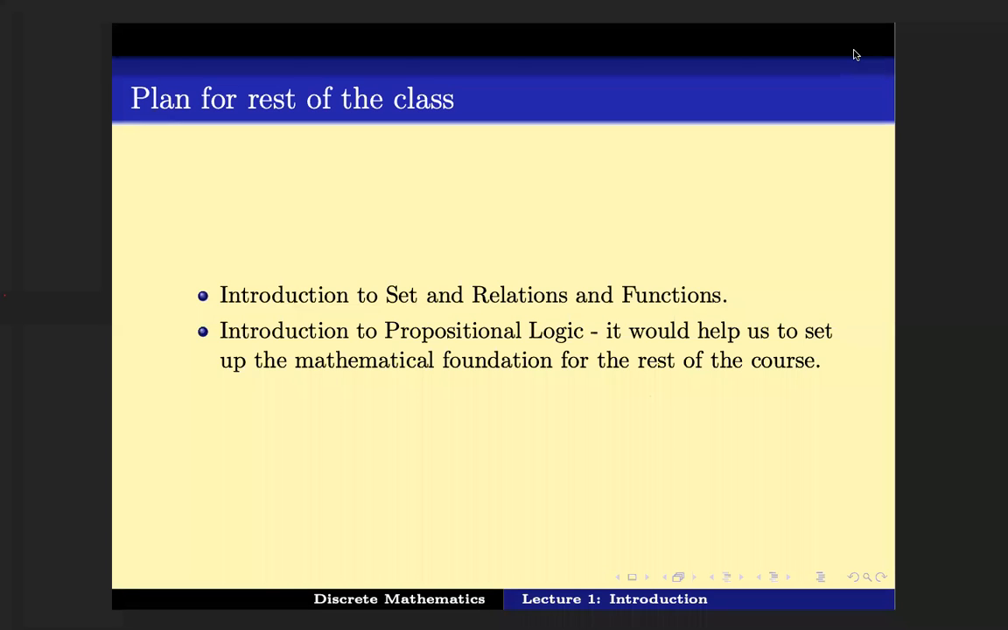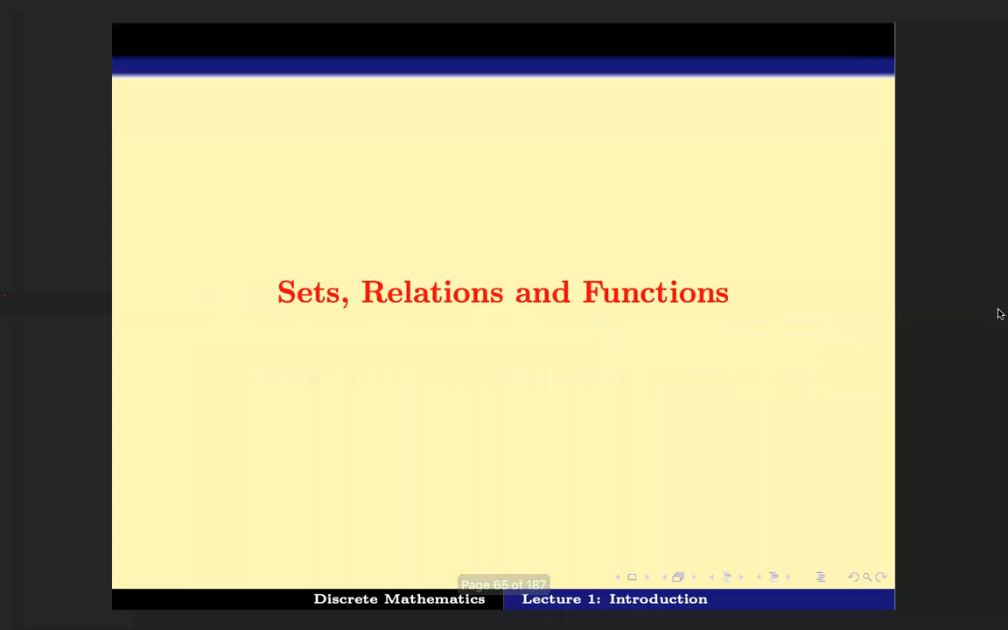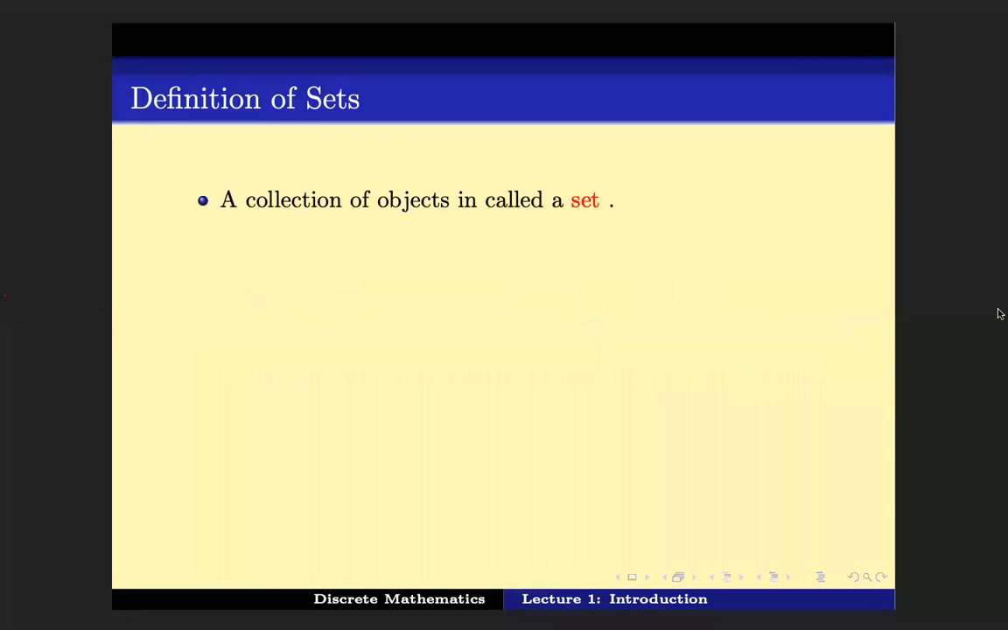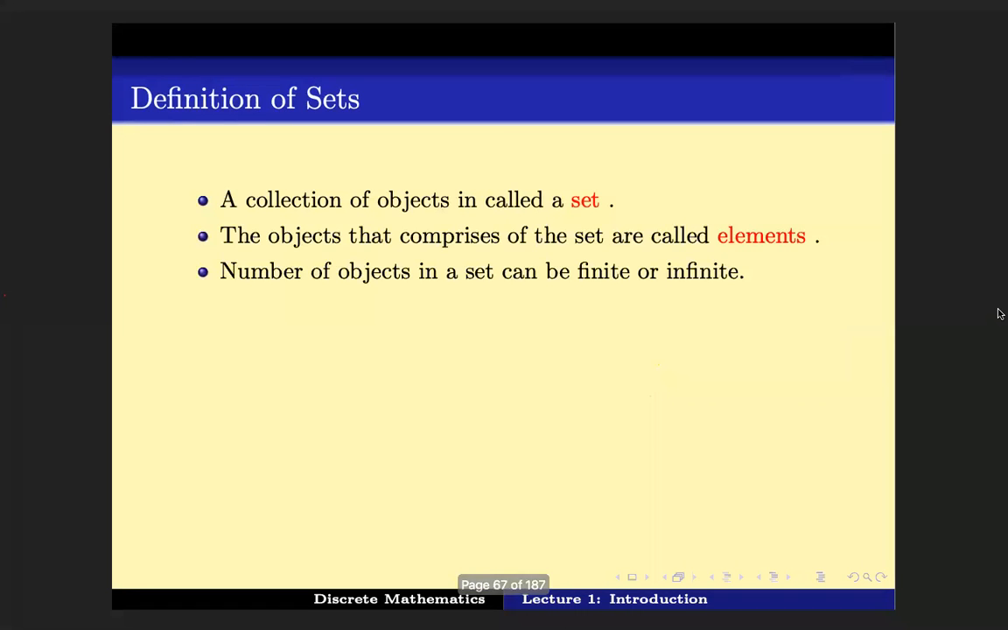So again, the rest of this lecture will be pretty simple. It will not be complicated because you have seen most of it. So let's start with sets. So what is a set? A set is nothing but a collection of objects. Collection of objects is called a set. Every object that is part of the set, we call an element. The number of objects can be finite or infinite.